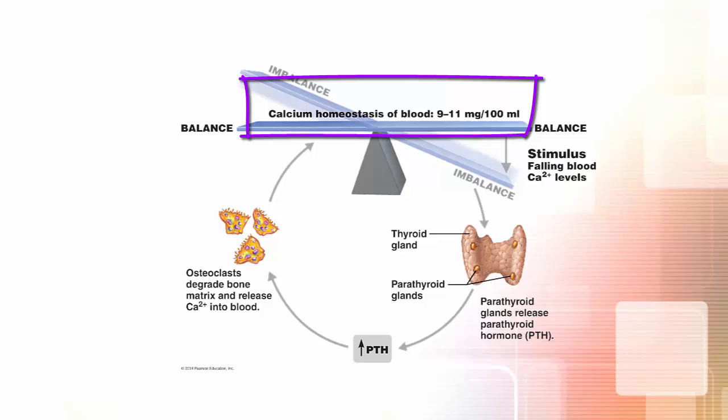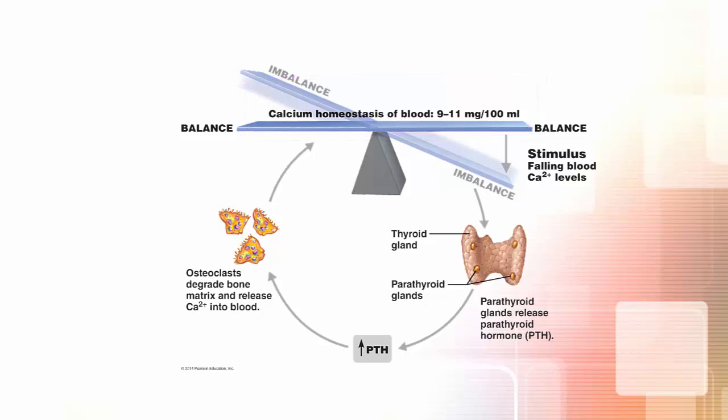Calcium is required for many important physiological processes, and the consequences of too little or too much calcium can be harmful and have very dramatic consequences. If blood calcium levels are too low, parathyroid hormone will be released and will stimulate osteoclasts to break down bone and release the calcium.